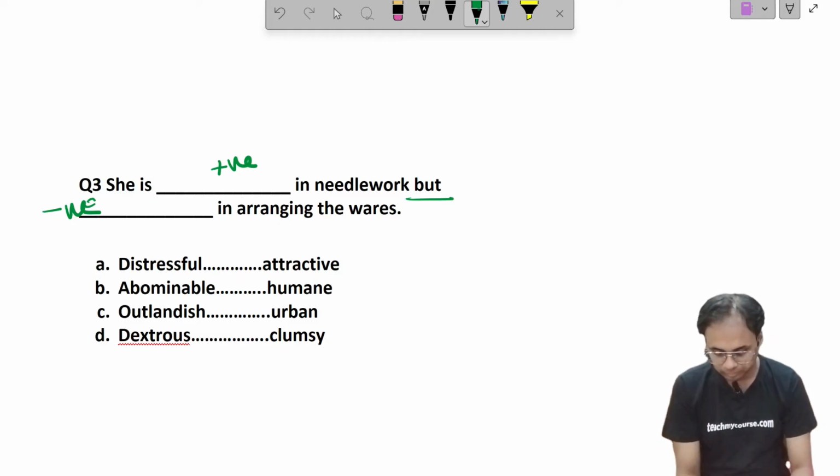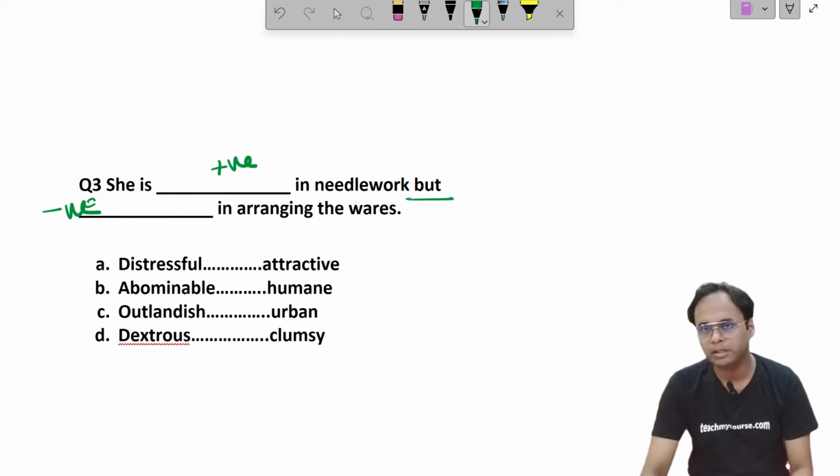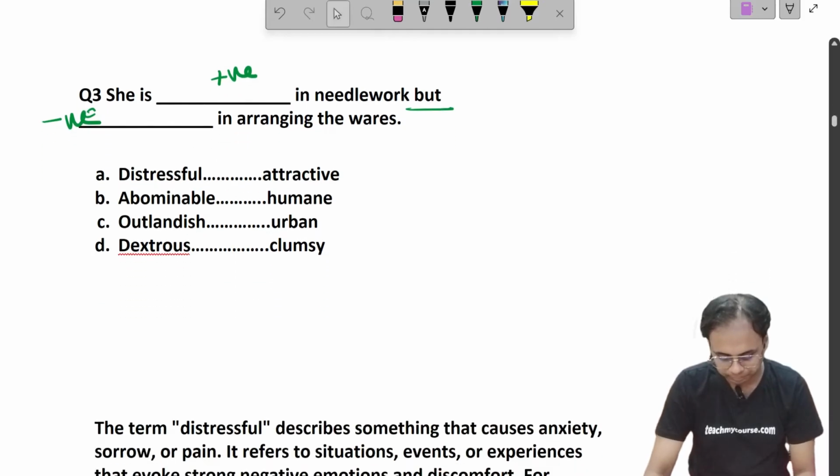attractive. So she is distressful in needlework. So what does the meaning of distressful say? Let's see.